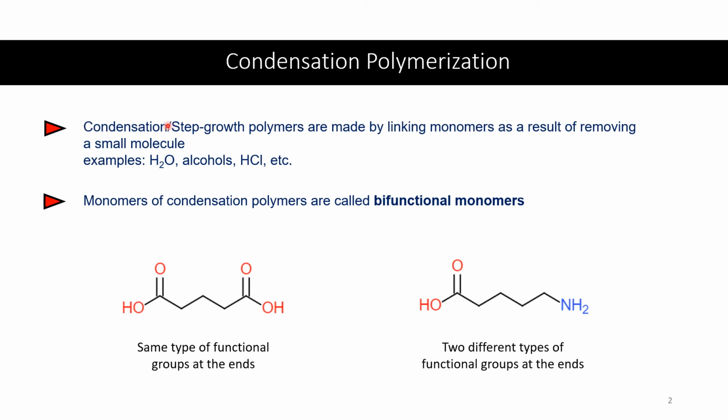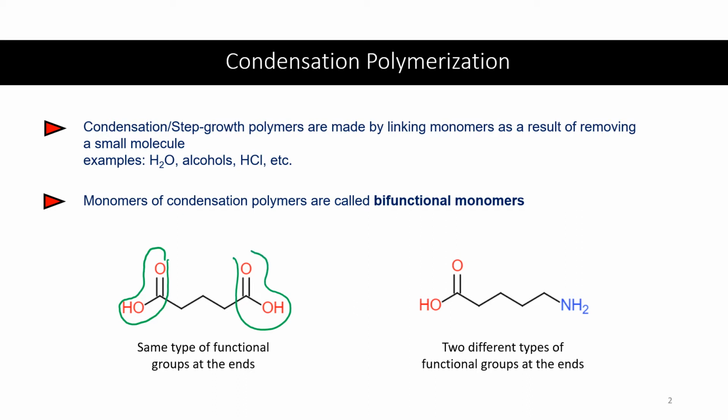Again, condensation or step growth polymerization are made by linking monomers as a result of removing a small molecule, such as water or alcohol, small alcohols like methanol or ethanol, HCl, and etc. So monomers for condensation polymers should be bifunctional monomers. That means the monomer should have at least two functional groups. So it can have more than two, but it should at least have two functional groups.